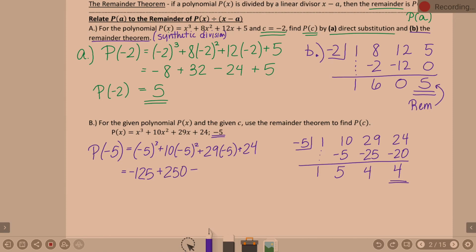29 times negative 5, minus 145, plus 24. Synthetic division was probably a little easier and quicker for you, wasn't it? Okay, it is for me, I know. Negative 125 plus 250 is 125. 125 minus 145 is negative 20. Negative 20 plus 24 is, guess what? 4.